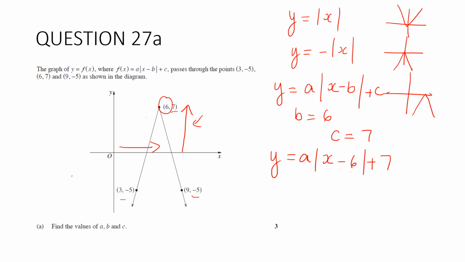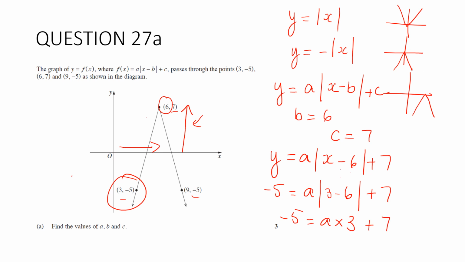Right, substitute one of the points in to figure out what a is. So negative 5 is equal to a, absolute value of 3 minus 6, plus 7. So negative 5 is equal to a times, 3 minus 6 is negative 3, absolute value is 3, plus 7. And so 3a is equal to minus 5 take 7, which is negative 12. a is equal to negative 4. And there's our three answers.